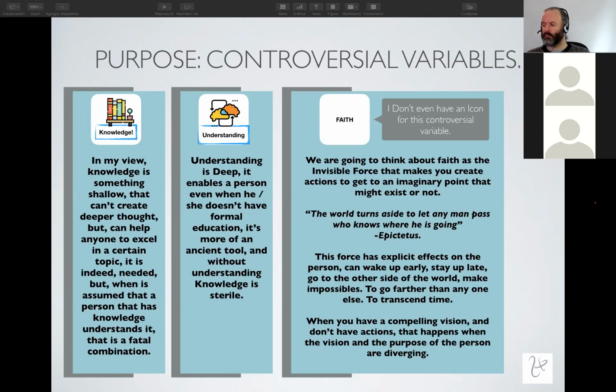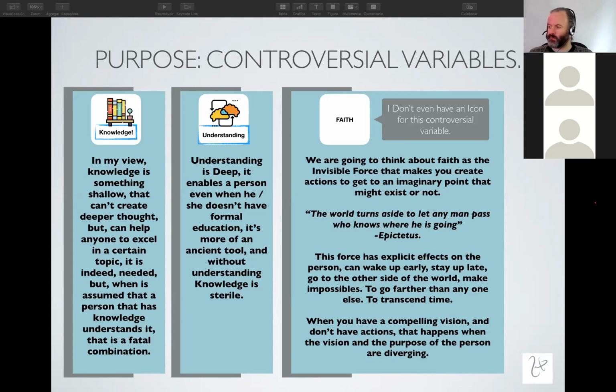It enables a person, when he or she doesn't have formal education, it's more of an ancient tool. It's a thing that makes you do the things, even when you don't know how to call them, or how to calculate them. And without understanding, knowledge is sterile. So then the third one is faith.